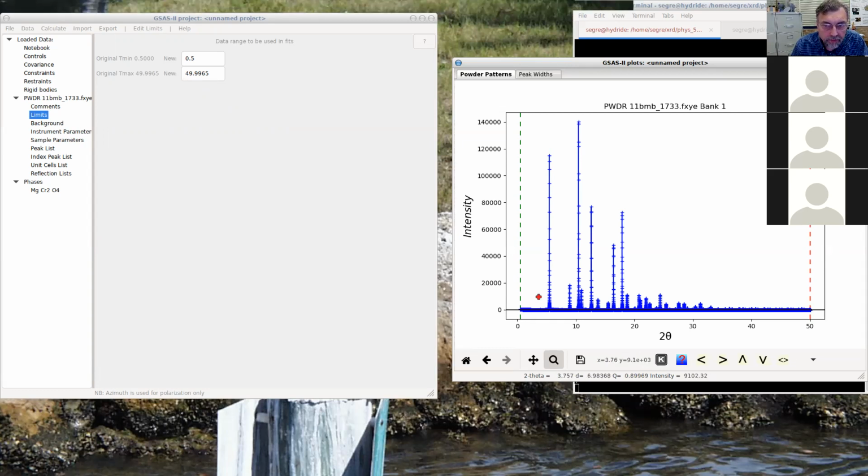Sometimes you might want to cut off at the low angles if you have a background that slopes up very rapidly like you do in the laboratory diffraction system. But for this, don't worry about it.